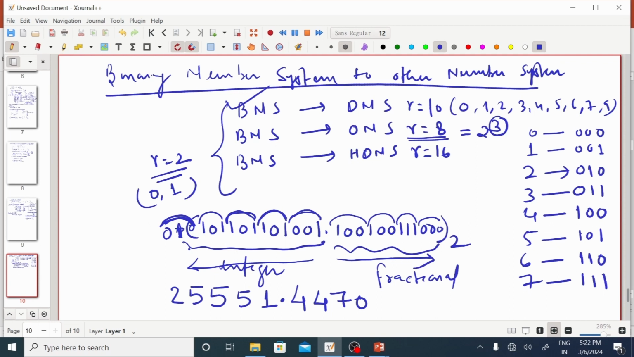So we can add additional zeros after the last non-zero digit in the fractional portion, and this doesn't change the fractional portion. Similarly, when we add previous zeros before the most significant digit, there is no change in the integer portion. So this is the equivalent number in base 8. This is the process. Alternatively, the binary number system is first converted into a decimal number system, and then we convert the decimal number system into the octal number system by using the previous process.